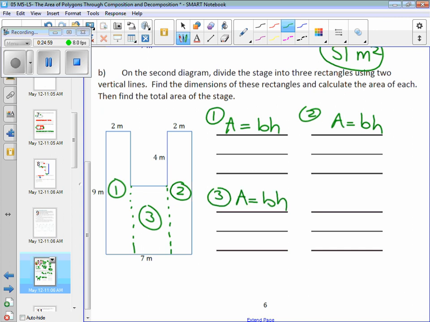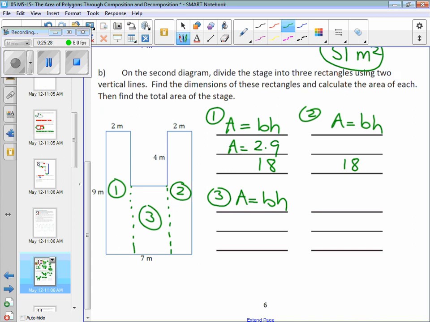Look how nice and neat this works out for us. We happen to have a listed base and height for both rectangles 1 and 2. It's given to us. There's no guesswork involved. We have a base of 2 and a height of 9. So plug it in. Get your 18. And if you want to cheat, watch how I cheat. Just put 18 down here because we know they're identical. It's a little shortcut. You're fine.